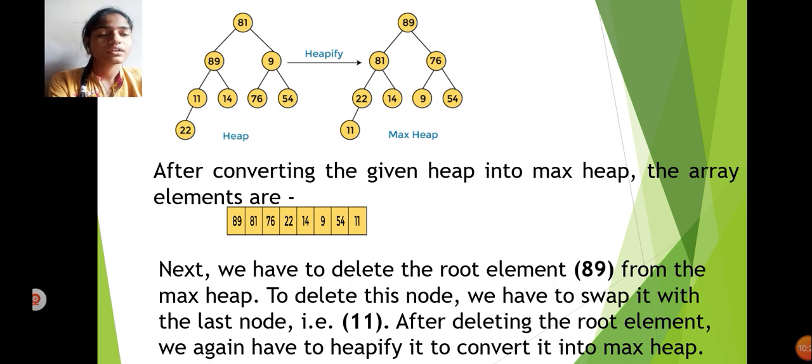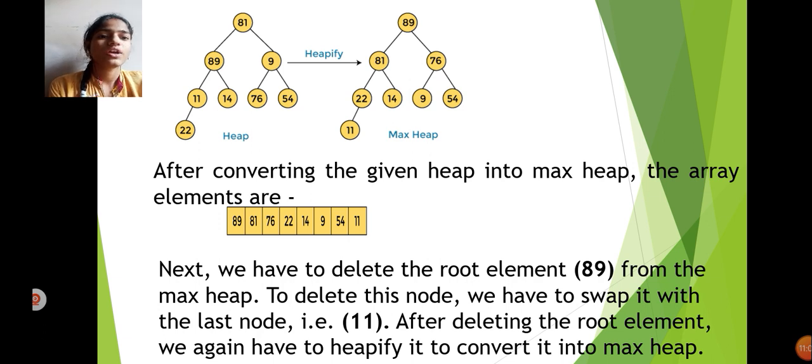Again doing the same process with the right subtree. In the right subtree we have root 9, left child 76, and right element 54. Among these three elements 76 is the greatest, so making it the root, and like this we will perform. After converting the given heap into a max heap, the array elements are 89, 81, 76, 22, 14, 9, 54, and last is 11.